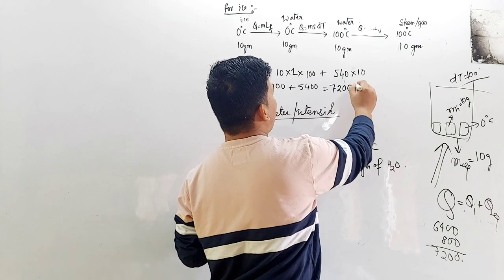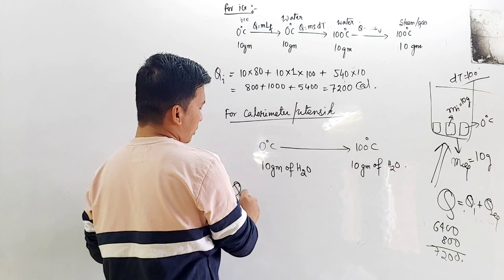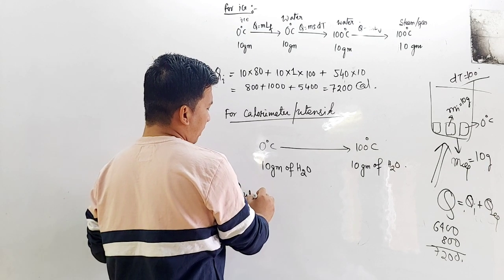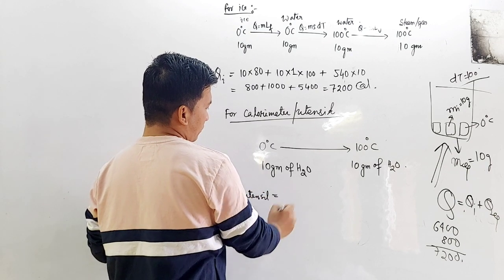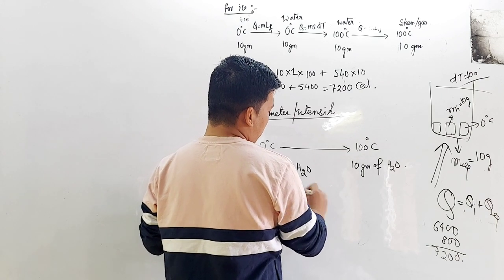So in terms of calories, we will take it. Next, let us see for your utensil or water equivalent, with specific heat of water 1 and change 100.